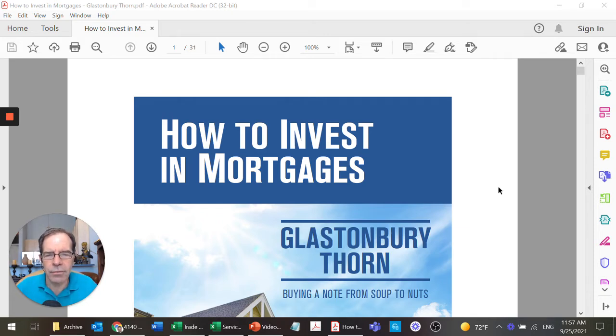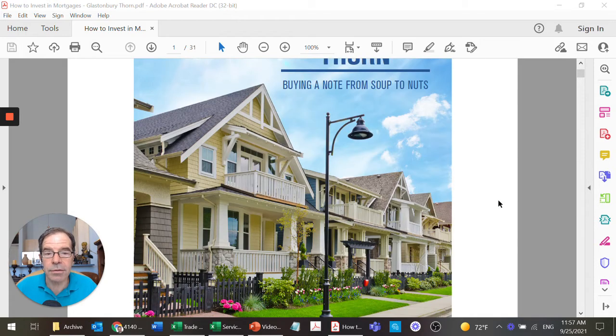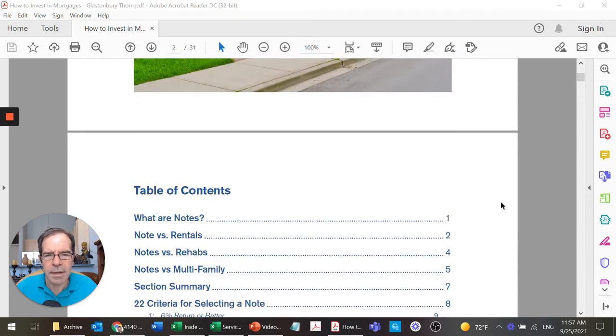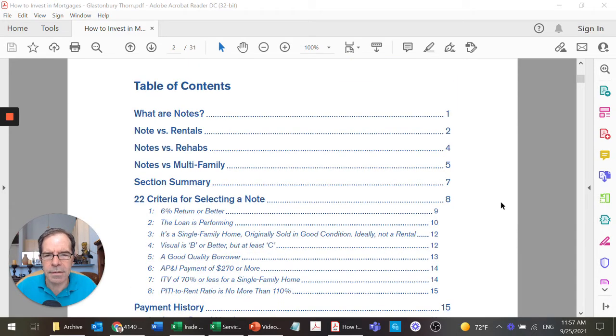But let's say that you've already read this. You can see that it's 31 pages, including the cover, so obviously it's 30 pages of content. And it starts with this table of contents.